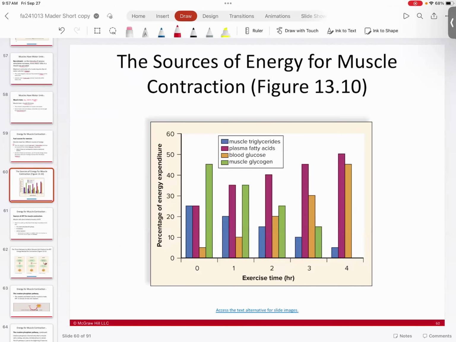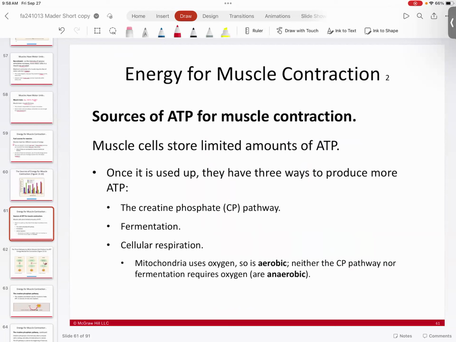So this is kind of what it looks like, the percentage of energy expense. So you can see the blue is triglycerides, fatty acids, glucose, and glycogen. At early intervals, you are largely burning muscle glycogen. And then as you move into an hour's worth of exercise, you are now equally burning fatty acids and glycogen. As you move into the second hour, it's going to be mostly fatty acids. Into the third hour, it's mostly fatty acids with a little bit of blood glucose. And then in the fourth hour, it's mostly fatty acids and blood glucose. So this is one of the reasons why if you want to burn fat, you have to work out for longer periods of time. Otherwise, you're just going to burn carbohydrate.